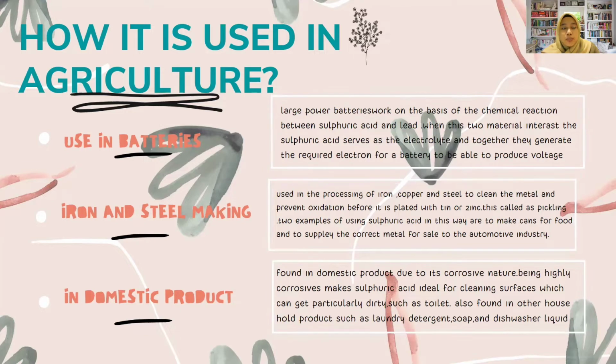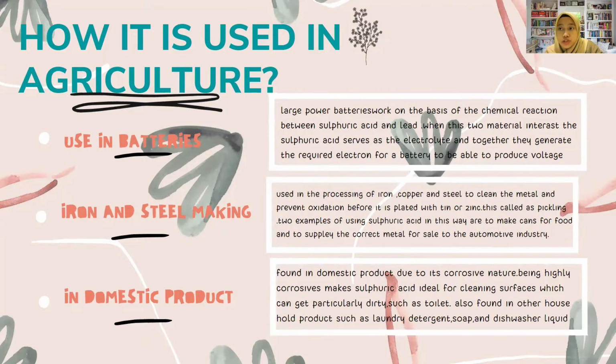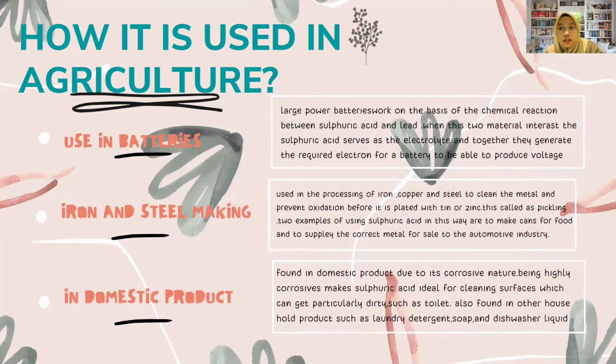The first one, sulfuric acid was used in batteries. Large power batteries work on the basis of chemical reaction between sulfuric acid and lead. When these two materials interact, the sulfuric acid serves as electrolytes, and together they generate the required electrons for a battery to be able to produce voltage.